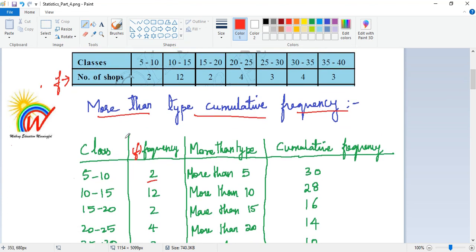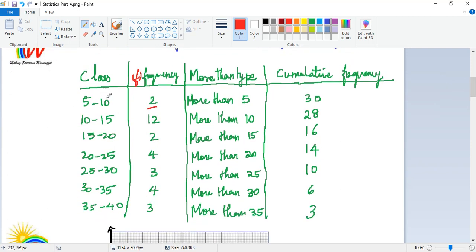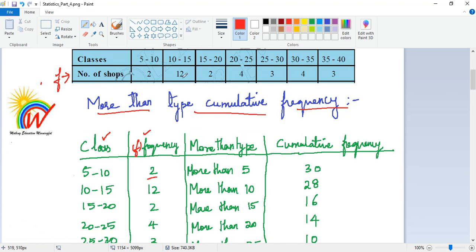As we have learned in your median exercise, we learned how to write the table for the more than type and the less than type. This is very important in graphing, because they will specifically tell you what graph they want. As per the question, you have to make a table and draw the graph. The class and frequency you write as given in the question, like 5 to 10 is 2, 10 to 15 is 12, and so on.